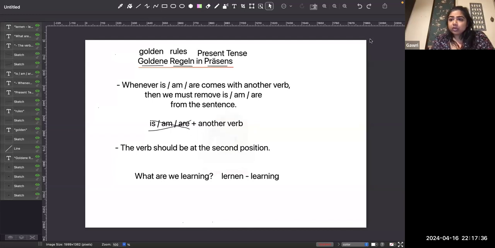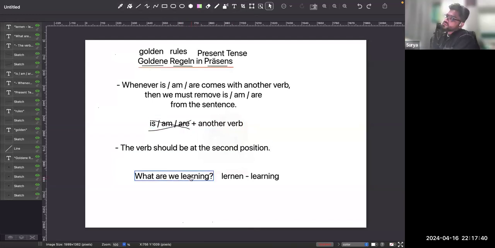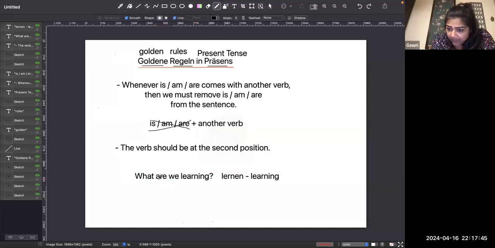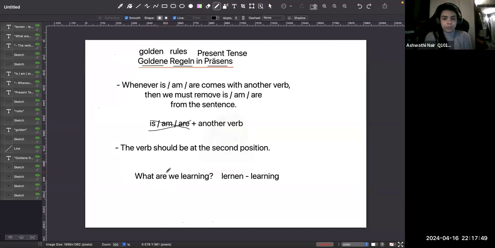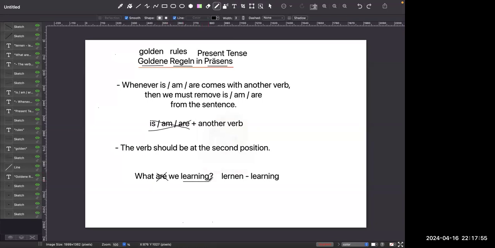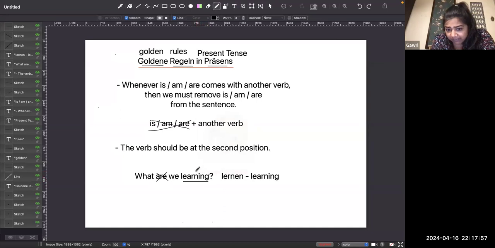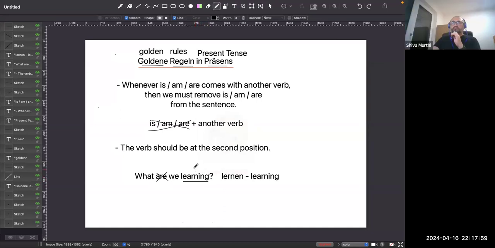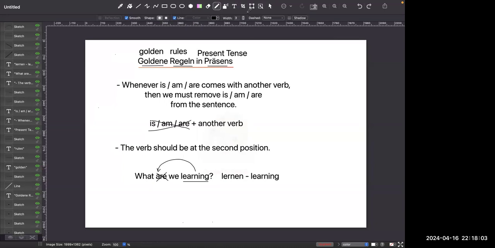Yes. So guys, what are we learning here? Will we use this "are" or will we remove "are" from the sentence? Remove the "are". Why are we removing it? There is a second verb in the sentence. And where will this second verb come? Second position. So what would be the sentence?